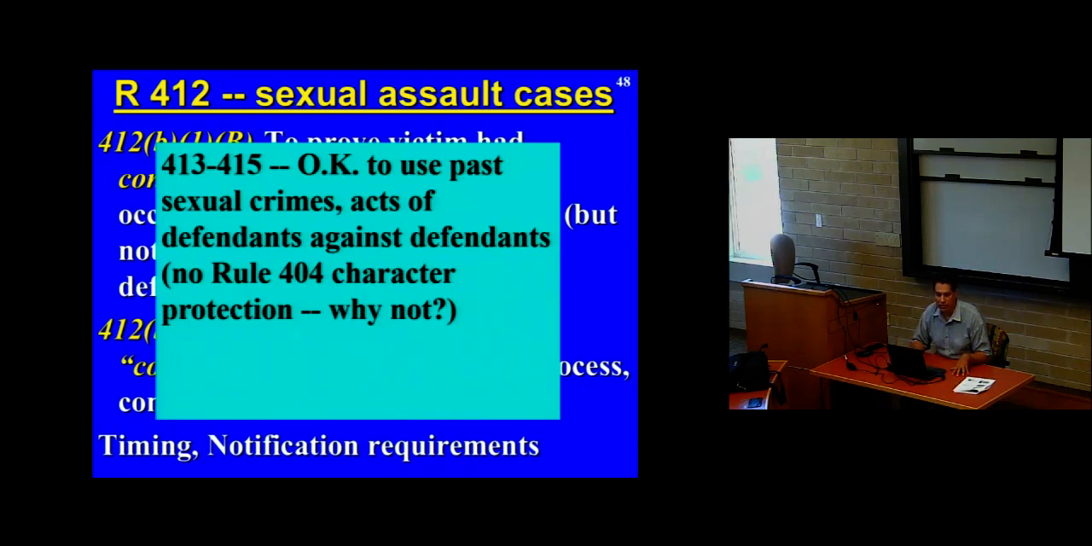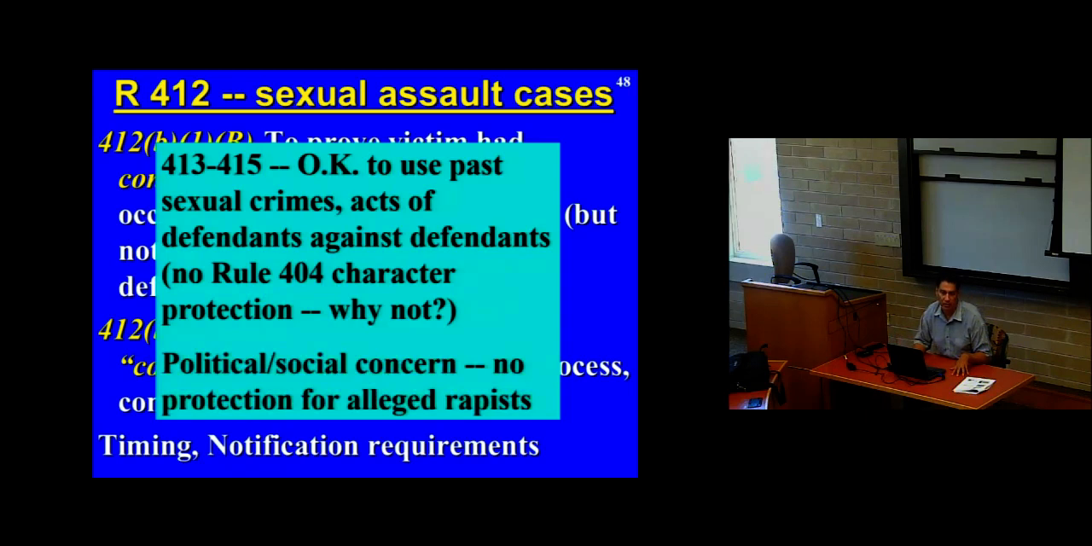In a sexual assault case, that's inverted, where the prosecution can bring up past sexual crimes or acts of defendants and use those against the defendant. And the defendant can't say, well, I didn't open the door. And the reason is this is a sexual assault case. And the idea here is that we're making sure that sexual assault victims don't feel victimized again when they report a sexual assault. The problem is not false reporting, the problem is underreporting.